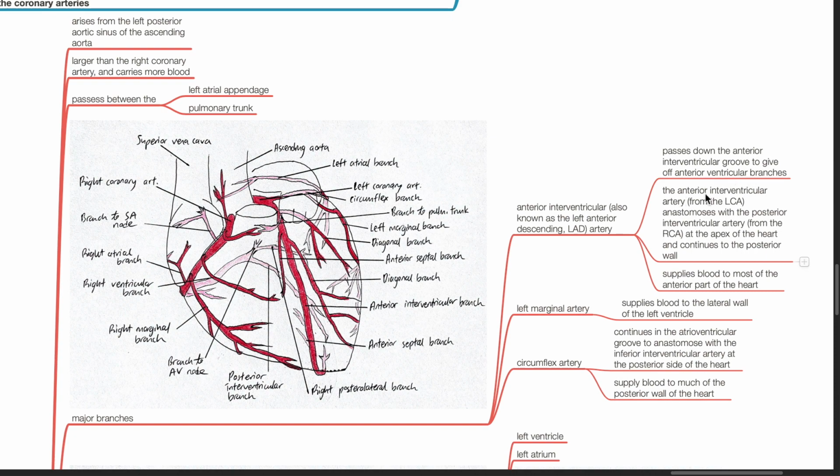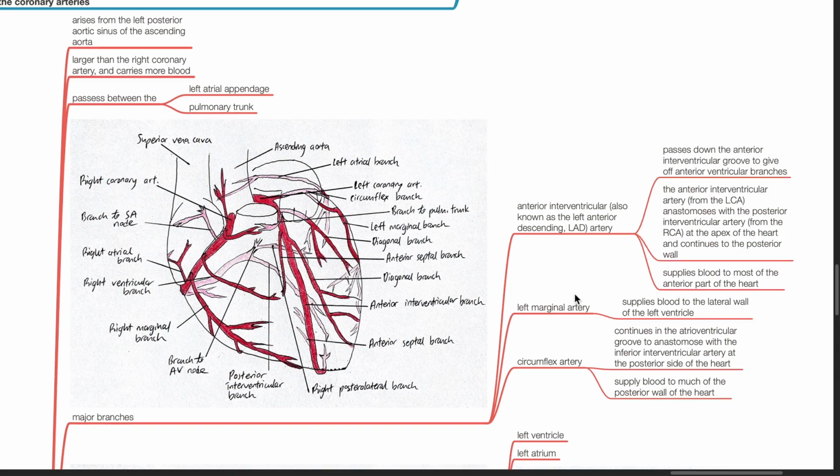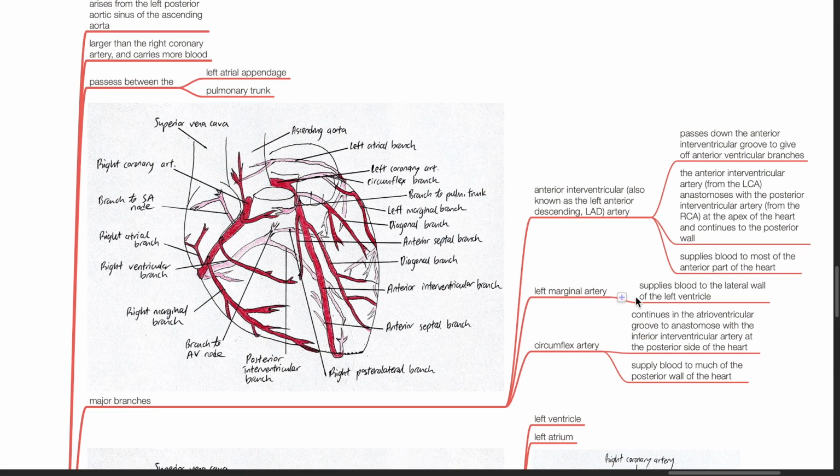The anterior interventricular artery anastomoses with the posterior interventricular artery from the RCA at the apex of the heart and continues to the posterior wall. It supplies blood to most of the anterior part of the heart. The left marginal artery supplies blood to the lateral wall of the left ventricle.